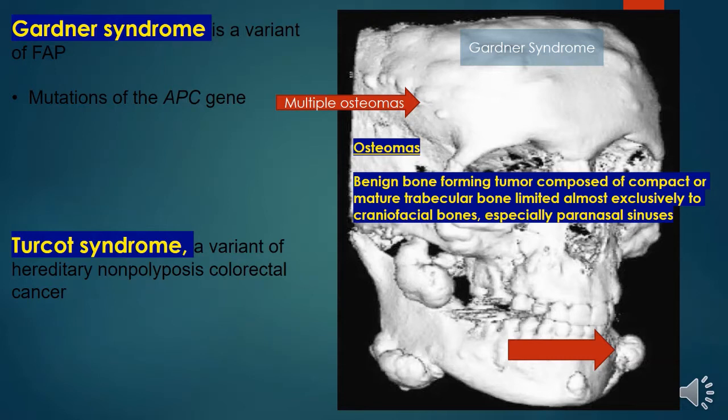About the Turcot syndrome, it's a variant of the hereditary non-polyposis colorectal cancer. This has to be remembered: Gardner syndrome is a variant of FAP, and Turcot syndrome is a variant of HNPCC, which is now known as Lynch syndrome. The name is given to the odd combination of colorectal adenomatous polyps and brain tumors, usually glioblastomas. And in these cases, the mutation is a germline mutation at the level of the mismatch repair genes.